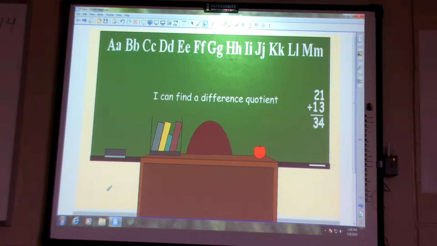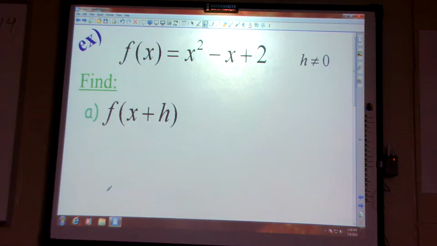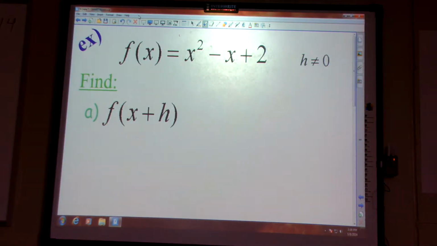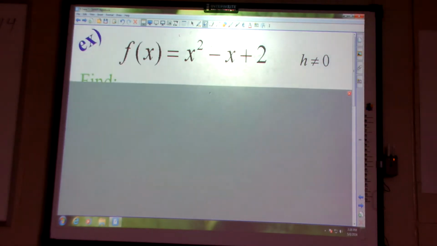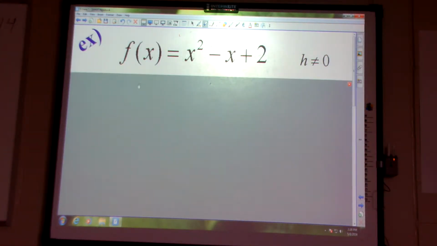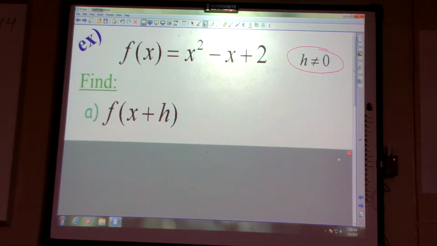Now, it should make sense that it's called a difference quotient. We're going to be subtracting, then we're going to be dividing. So, let's take this piece by piece. If I give you f of x equals x squared minus x plus 2, don't worry about that just yet. We'll get to that. If I give you this function, let's find f of x plus h.